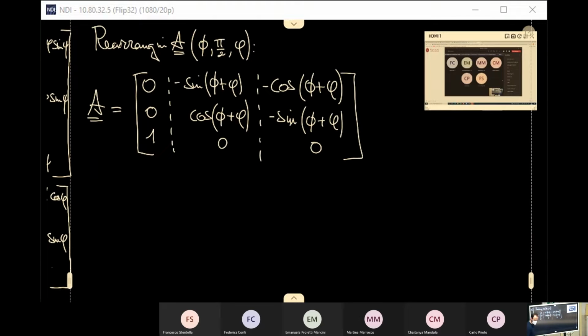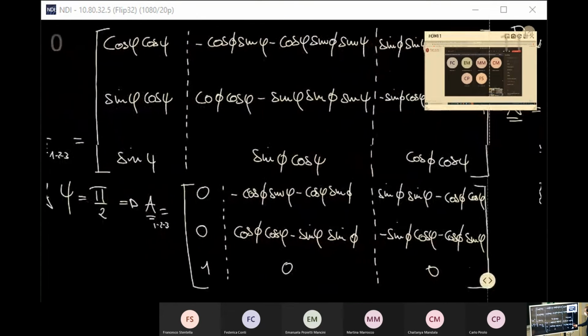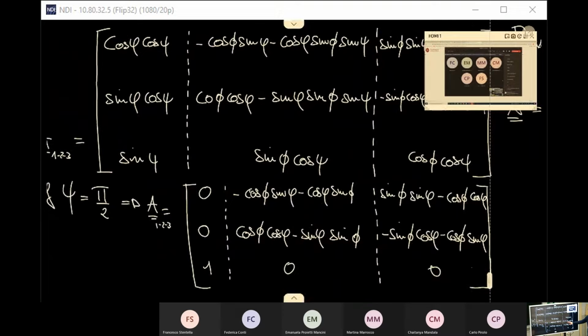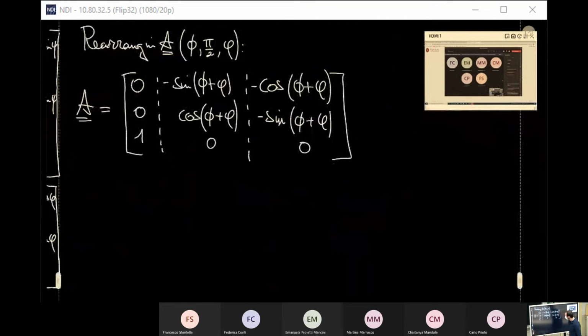So what I'm saying here is that if you rearrange this matrix here, the second one, this is just the sum of cosine, or sum of sine of two angles. So this one here, the one on the bottom, is exactly the one that you see here.